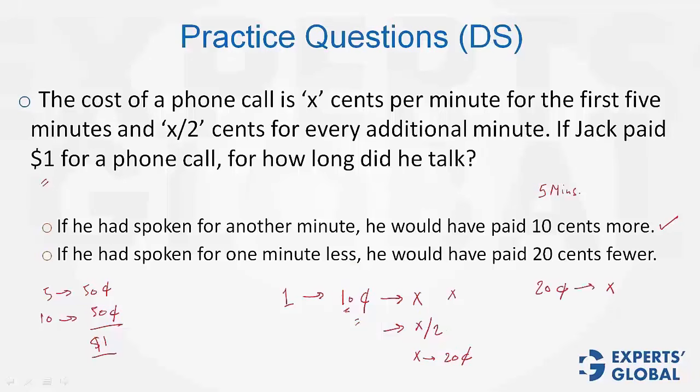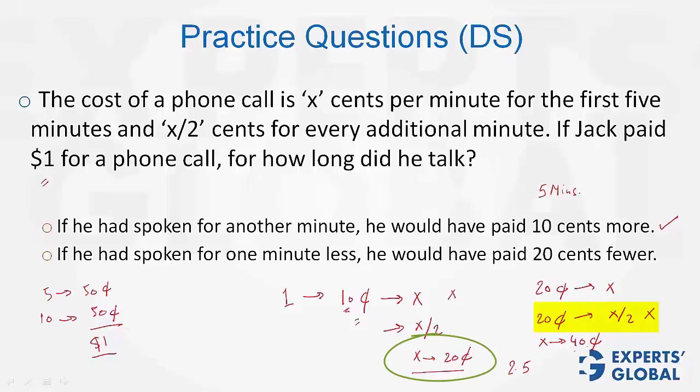Same doubt: whether 20 cents is X or whether it is X divided by 2. See, if 20 cents were X divided by 2, that means X becomes 40 cents, and for a $1 bill, the person would have spoken for 2.5 minutes. And for an additional minute, because this is still less than 5 minutes, the additional minute would have cost him 40 cents, and not 20 cents. So this condition can be eliminated. 20 cents cannot be X divided by 2.